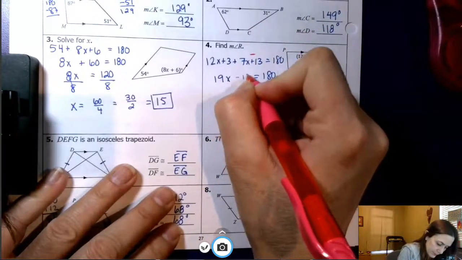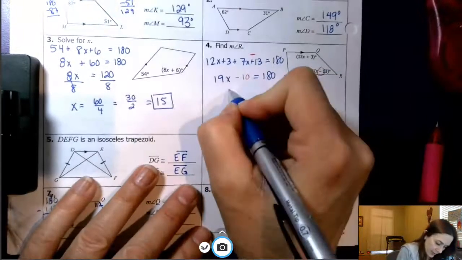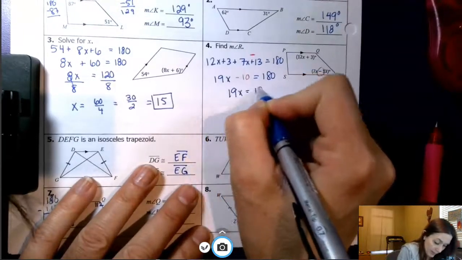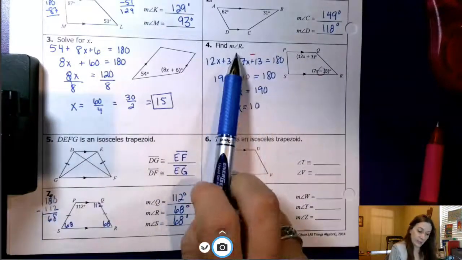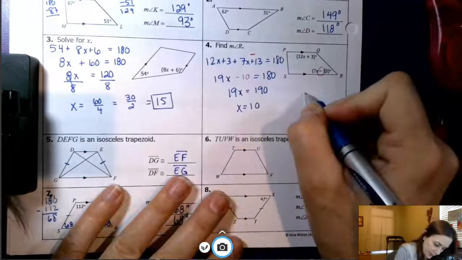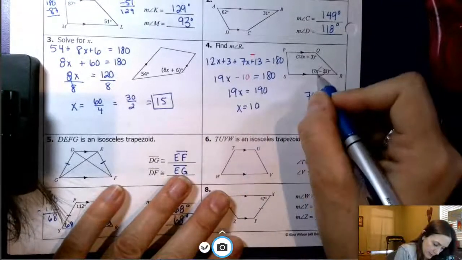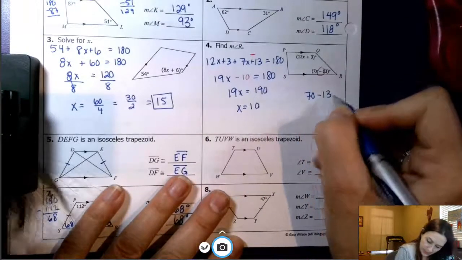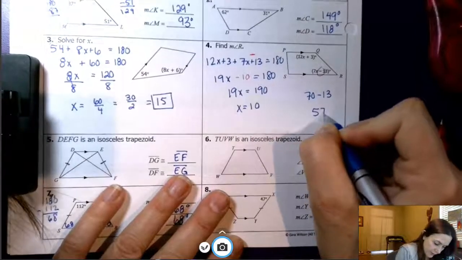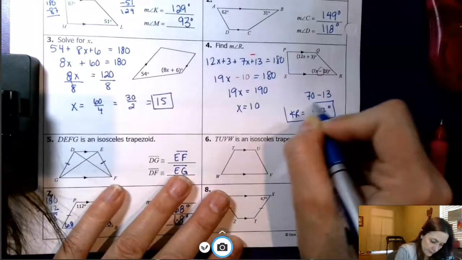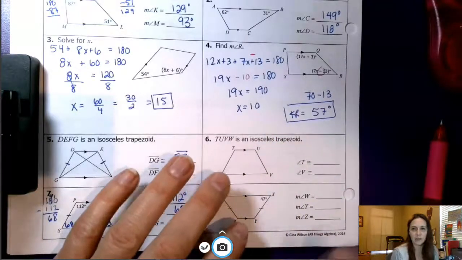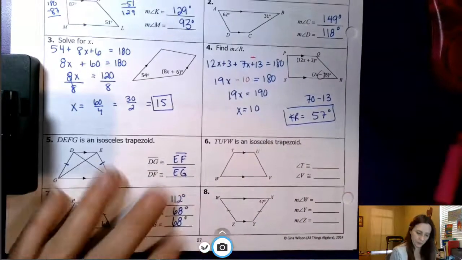Oops. So I get 19x equals 190. X here equals 10. Now it asks me to solve for r, so I'm going to plug that in. I get 70. 7 times 10 is 70 minus 13, giving me 57 degrees for angle R. Again, slow this down, pause it, work with them out on your own.